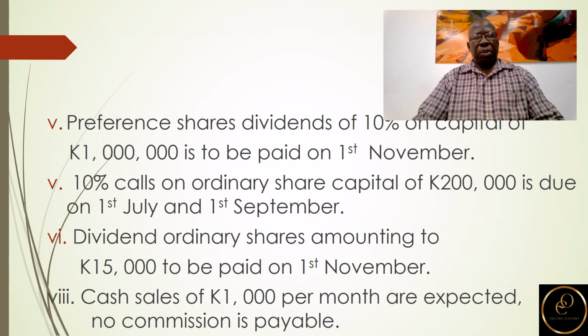Further, we are told that preference share dividends of 10% on capital of 1 million are to be paid on 1st November. Then 10% calls on ordinary share capital of 200,000 kwacha are due on 1st July and 1st September. And dividends on ordinary shares amounting to 15,000 are to be paid on 1st November. We are also advised that cash sales of 1,000 kwacha per month are expected, where no commission is payable. Okay, so that's what we have.